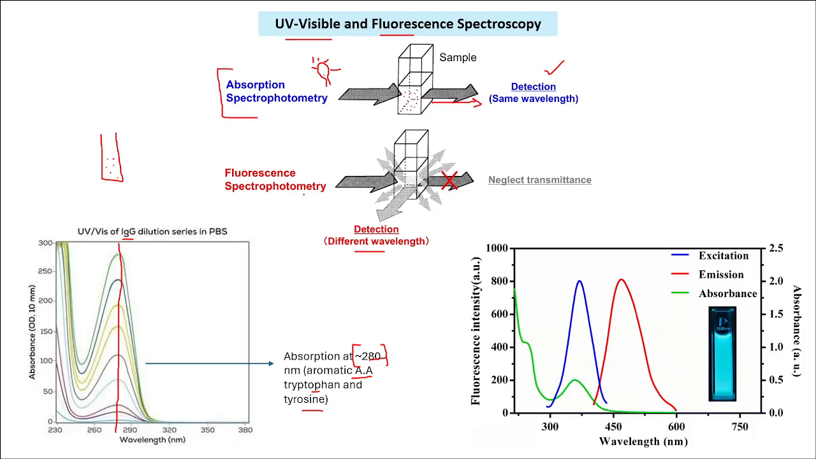But in case of fluorescence spectroscopy, what happens is we excite the sample with a particular wavelength of light, but the detection happens at a different wavelength. Now look at this fluorescence emission spectra. This blue line indicates excitation. Suppose we excited the sample at 350 or 375 nanometers, but we record the emission wavelength. The emission wavelength is somewhere between 450 and 500. So in this case, it is different. Now this is something very basic.